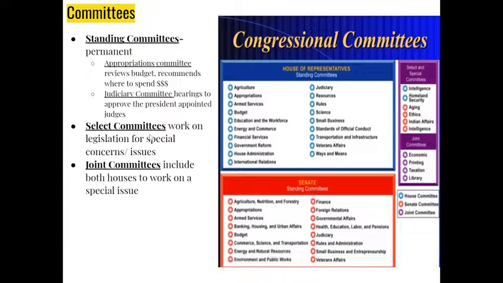Standing, permanent committees, always meeting, budgets, recommendations, spending money, approval hearings, those type of things. Select committees, special or too big. Something that is special or too big. And joint committees, super special. Something that is going to be so important it needs input from the very beginning from the House and the Senate.